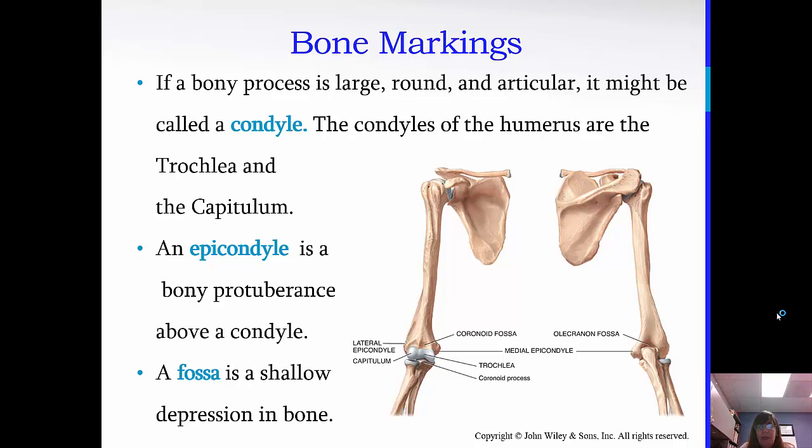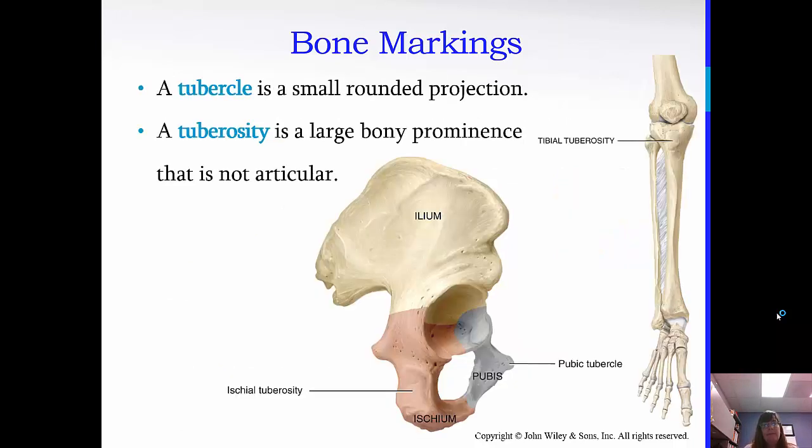And then a fossa is a shallow depression in a bone. So you have the coronoid fossa, the olecranon fossa. Those are the depressions that part of another bone will kind of rest inside.